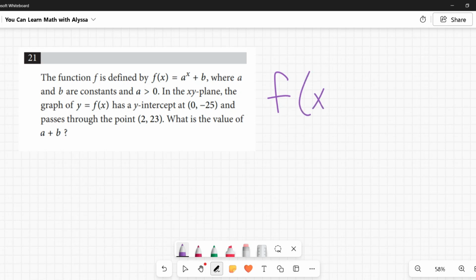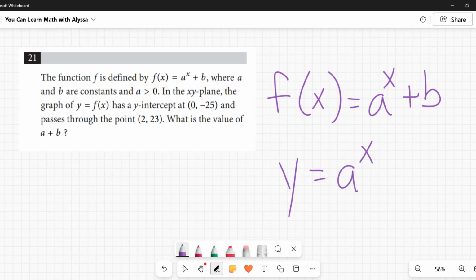So let's start with our first function, f of x equals a to the power of x plus b. And it's saying we can graph this when y equals f of x. So it's just saying if I were to put this in as y equals a to the power of x plus b, these two ordered pairs make it true: (0, -25) and (2, 23). Well, I have two constants here, so I want to solve them one at a time. Which of these can I solve by using one of these ordered pairs?